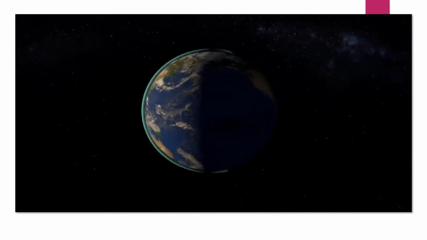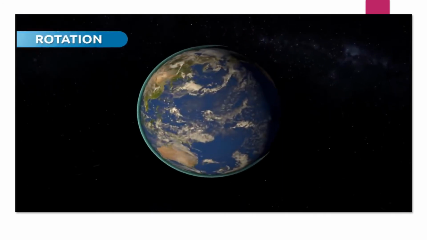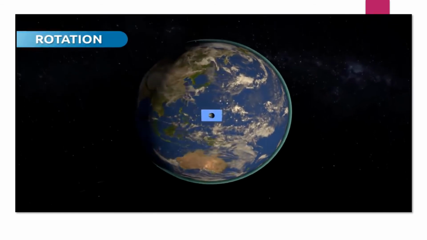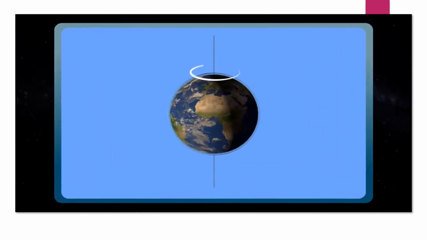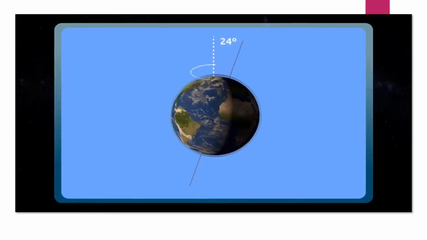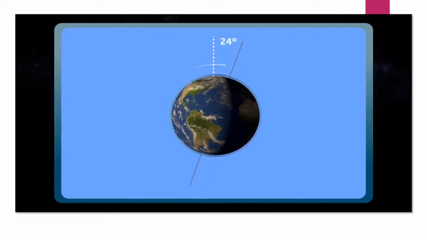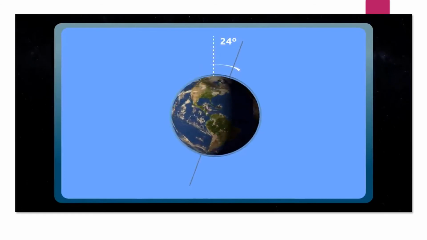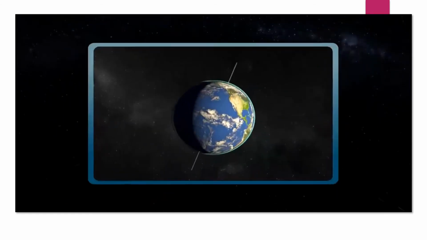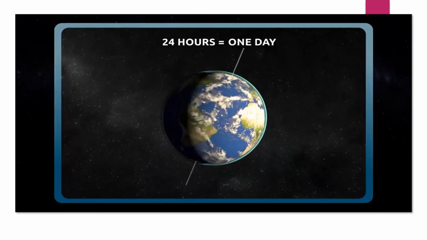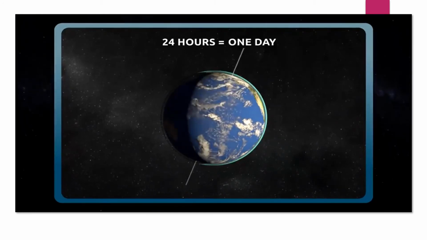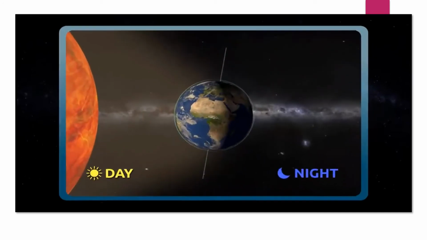Can you see how the Earth is spinning around its axis? This movement is called rotation. The Earth spins around an imaginary line which passes through the poles. If you look closely, you'll notice that the axis is a little inclined, almost 24 degrees. It takes planet Earth 24 hours to complete one rotation on its axis, which is the equivalent of 1 day. Rotation explains day and night.